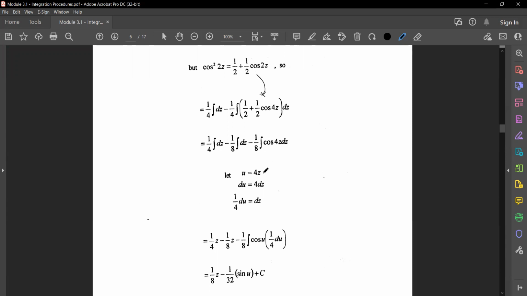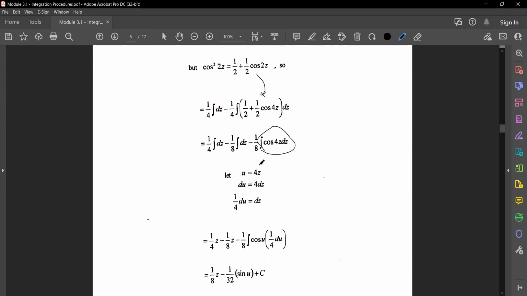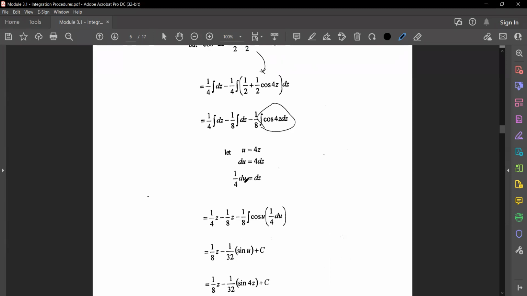So here we let u be 4z. So we proceed with the substitution. Is this the second, or just the first? It's only the first, right? Yes, first substitution. So we let u as 4z, and our du would be 4dz, or our dz is just equal to 1/4 du. Then we substitute these values here. So this will just remain. Proceed with the integration for this one.